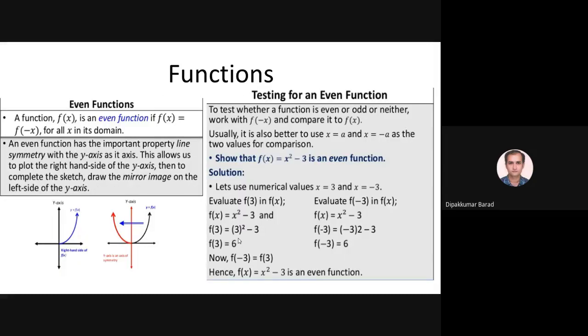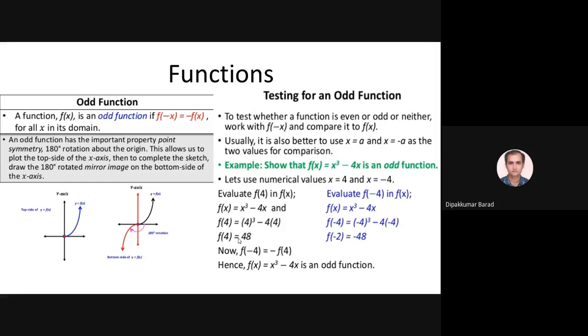A function is called even if f of x equals f of minus x for all x in its domain. Here is the example of a given function which we have given. Then a function is odd if f of minus x is equal to minus f of x. It might also be possible that a given function is neither even nor odd. So there are three possibilities: the function is either even, odd, or neither even nor odd.